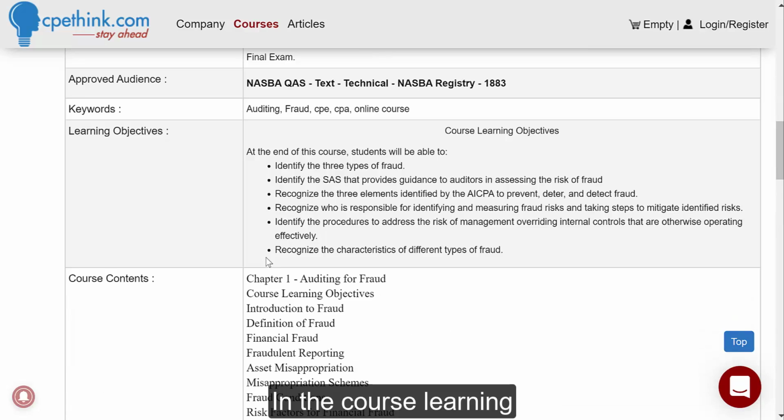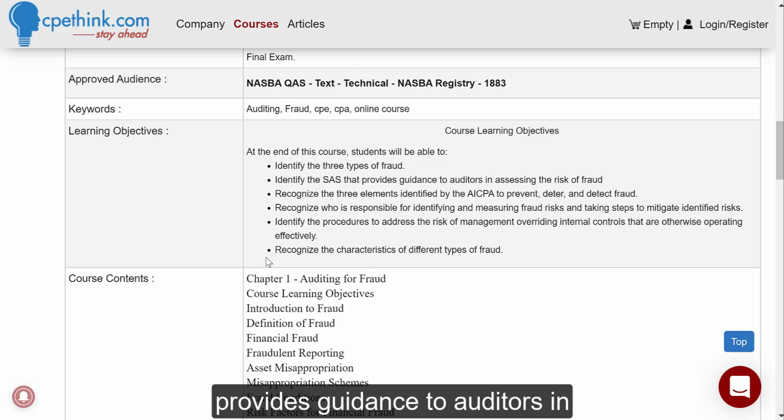And the course learning objectives are, at the end of this course, students will be able to identify 3 types of fraud, identify the SAS that provides guidance to auditors in assessing the risk of fraud, recognize the 3 elements identified by the AICPA to prevent, deter, and detect fraud, recognize who is responsible for identifying and measuring fraud risks and taking steps to mitigate identified fraud risks, identify the procedures to address the risk of management overriding internal controls that are otherwise operating effectively, recognize the characteristics of different types of fraud.